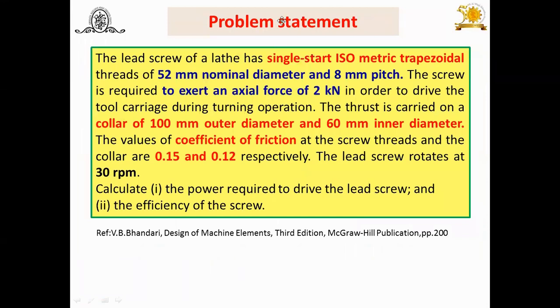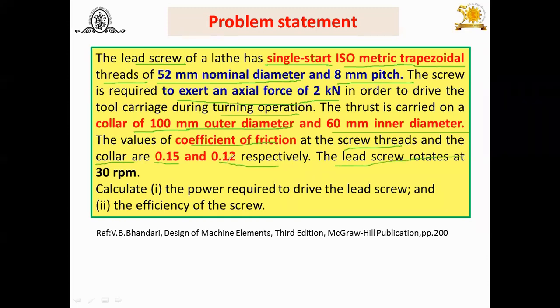Lead screw. Always read the problem statement carefully before solving it. The lead screw of a lathe has a single start isometric trapezoidal thread of 52 mm nominal diameter and 8 mm pitch. The screw is required to exert an axial force of 2 kilonewton in order to drive the tool carriage during a turning operation. Thrust is carried on a collar of 100 mm outer diameter and 60 mm inner diameter. The coefficient of friction at the thread surface is 0.15, and at the collar surface 0.12, respectively.